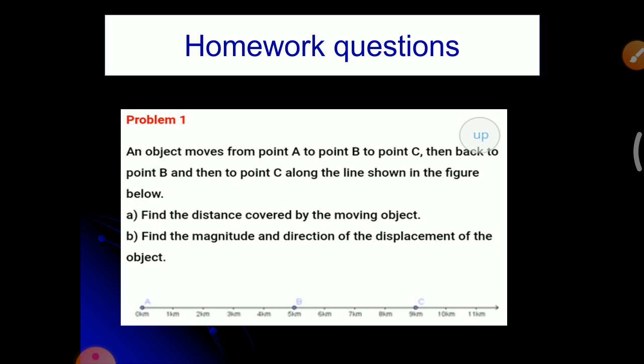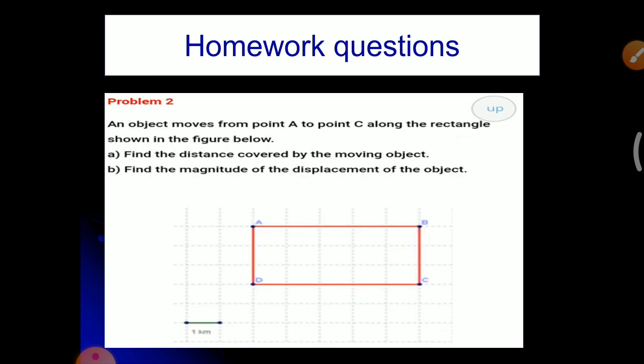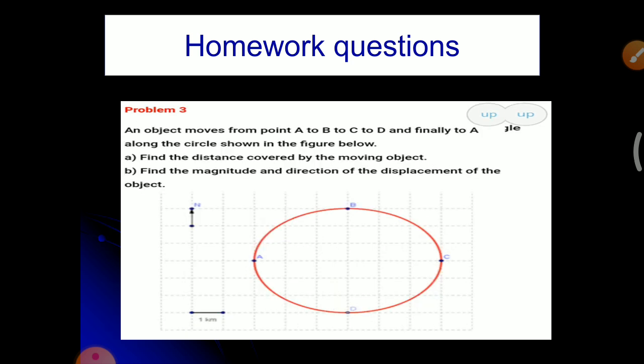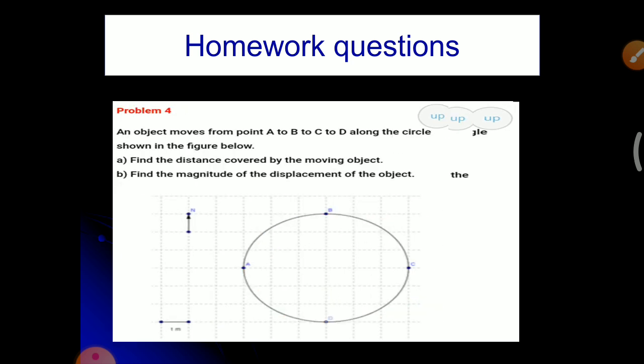So these are the homework questions. You have to do them. This is the first problem. I have given 5 problems. This is problem number 2. This is problem number 3. This is 4 and 5.